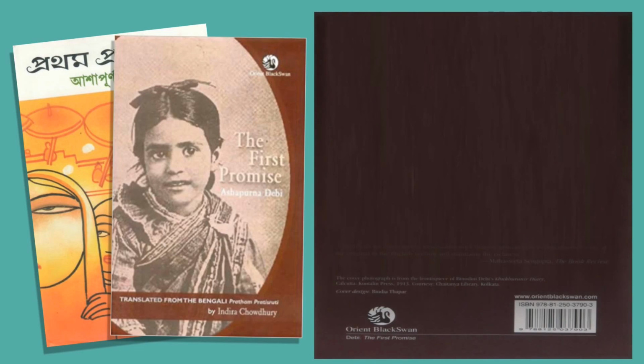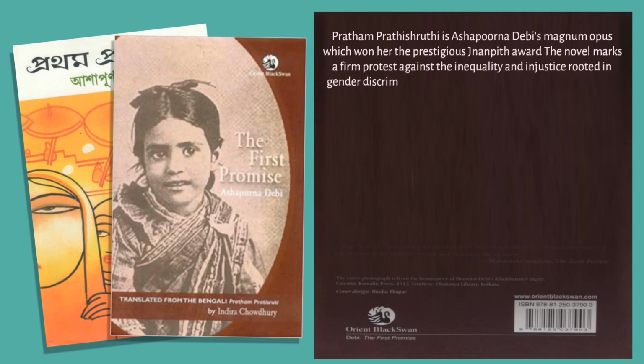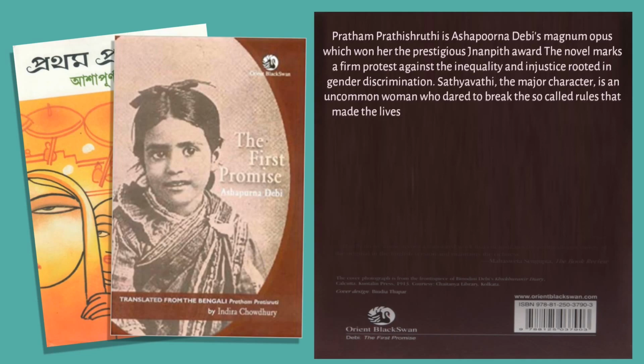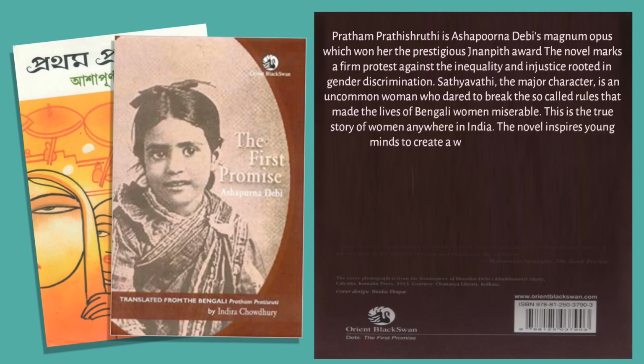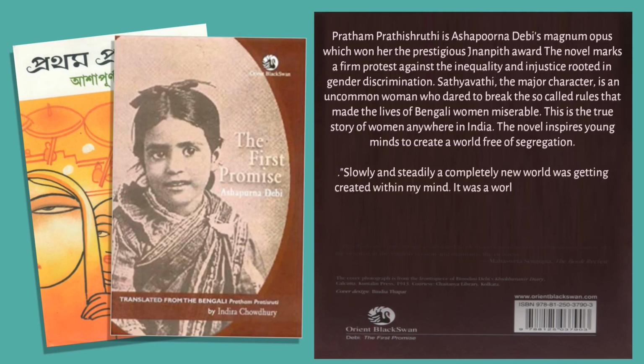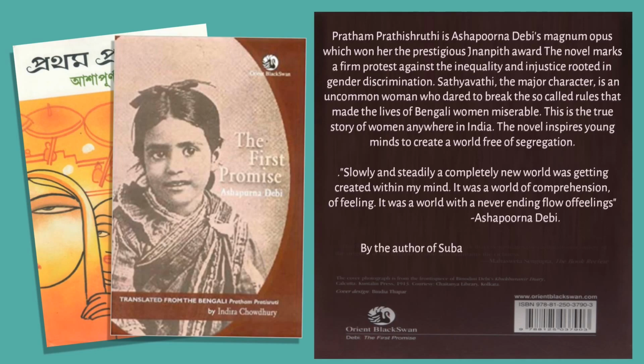Dear students, look at this slide. Pratham Pratishruti is Ashapurna Devi's magnum opus which won her the prestigious Jnanpith Award. See, I have tried to begin the blurb with a catchy sentence. You may miss the title of the book. It is optional. If you want, you can write it. The novel marks a firm protest against the inequality and injustice rooted in gender discrimination. Satyavati, the major character, is an uncommon woman who dared to break the so-called rules that made the lives of Bengali women miserable. Here, I have introduced the character and the plot as well.